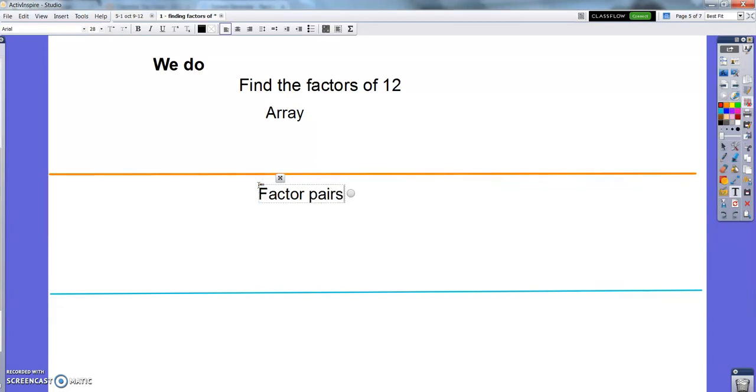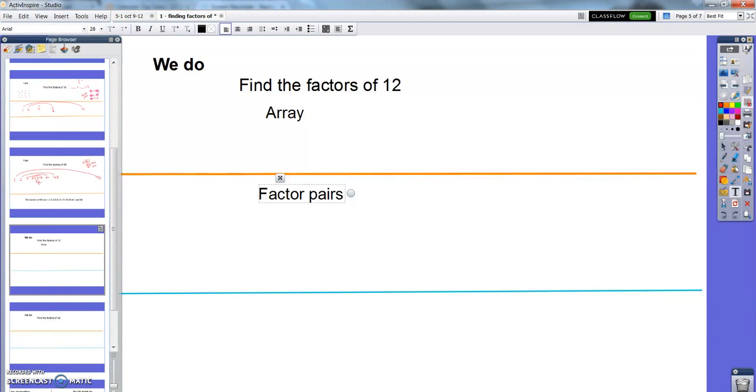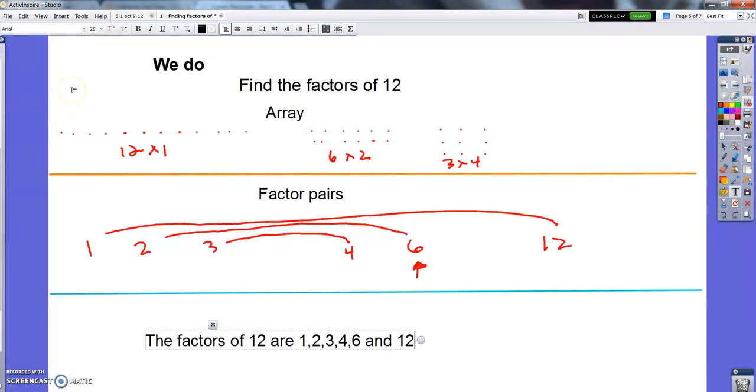I'm going to pause and then it's just going to happen, boom, all at once. All right, so check what you did. I was able to build 3 different arrays with 12 dots, a 12 by 1 array, a 6 by 2 array, and a 3 by 4 array. I couldn't do it with 5, and then when I tried to do it with 6, I'm back to this one. So that's the strategy where once you get to a number you've already used, you're done.